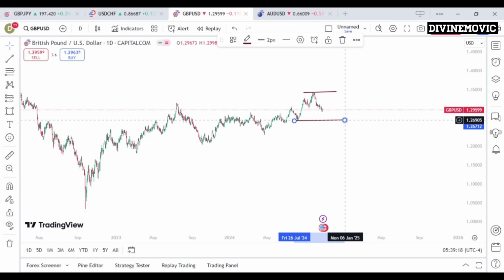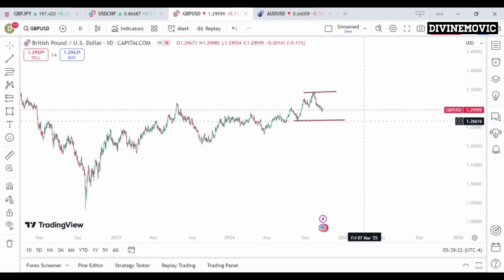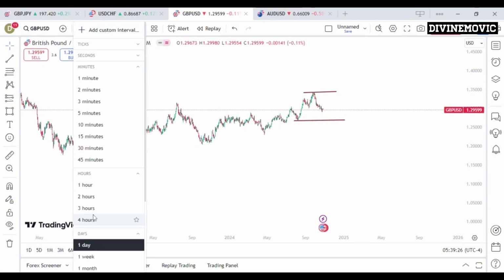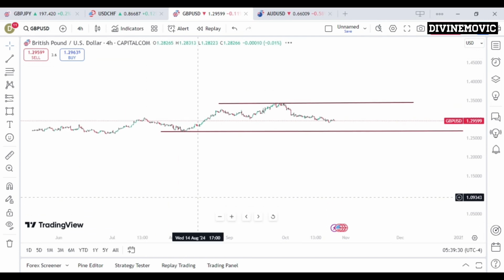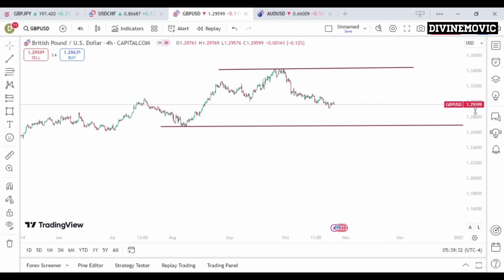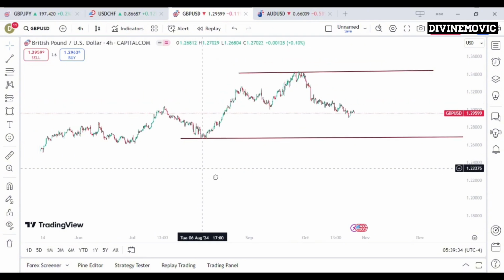Now, for us to identify bearish opportunities, we want to simply understand market structure on the 4 hours time frame. On the 4 hours time frame, once you understand market structure, you simply identify supply and demand zones. And for us to identify market structure, we want to simply identify the swing high and the swing low.